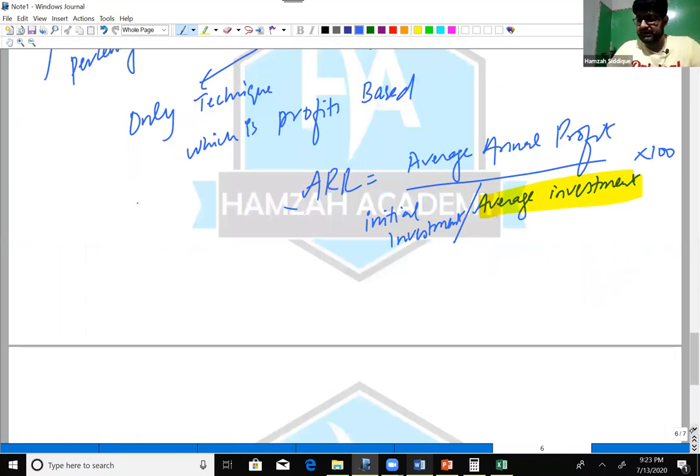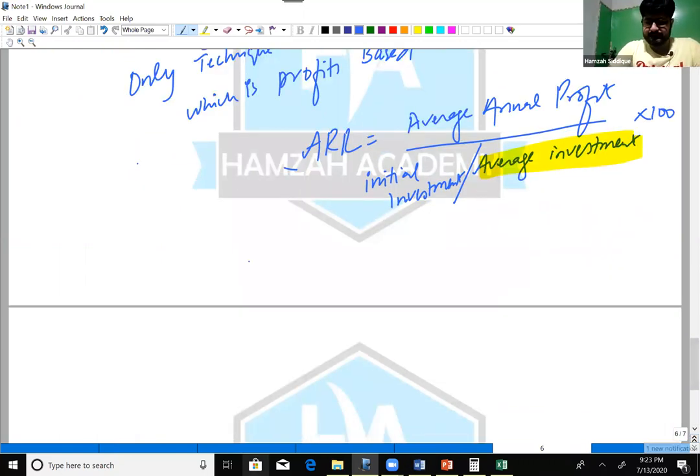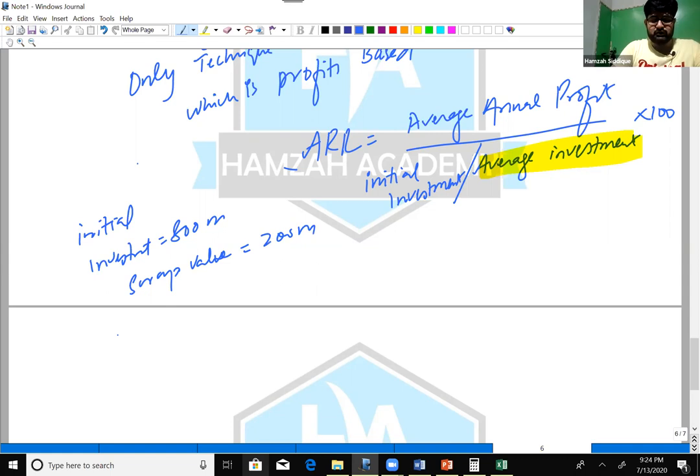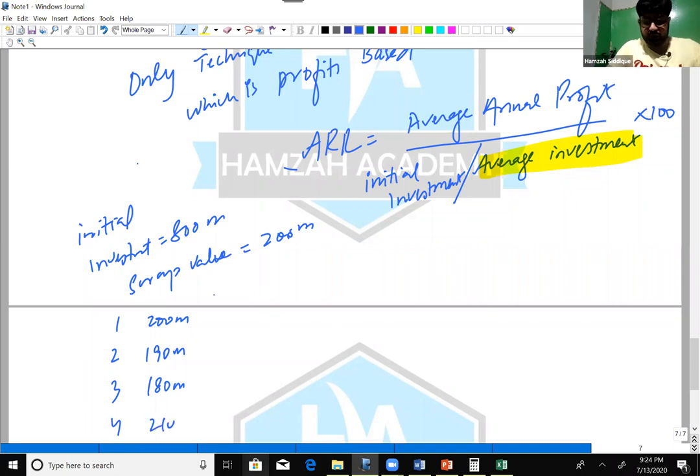So accounting rate of return. Just see here. For example, a business is going to start a project where initial investment is 800 million. Scrap value, which is the value of the investment at the end, will be 200 million. And profits will be as follows: years 1, 2, 3, and 4: 200 million, 190 million, 180 million and 210 million. These are the profits.